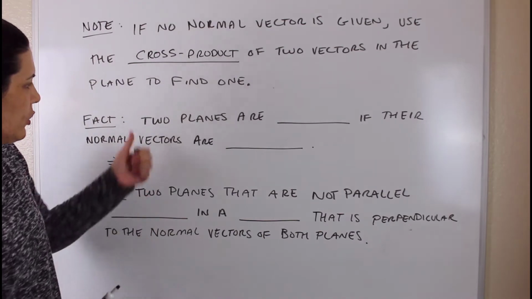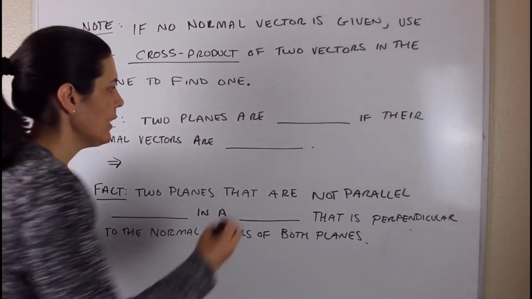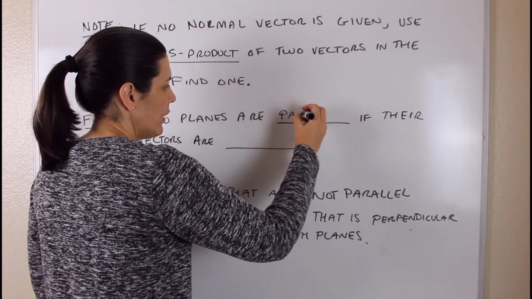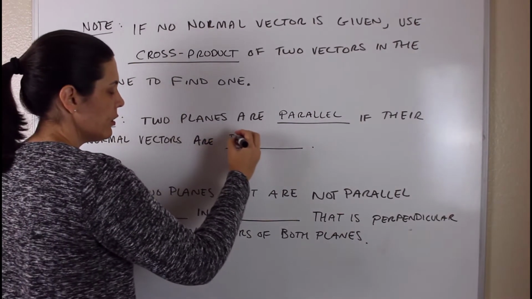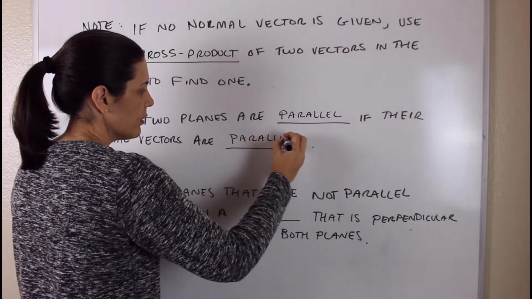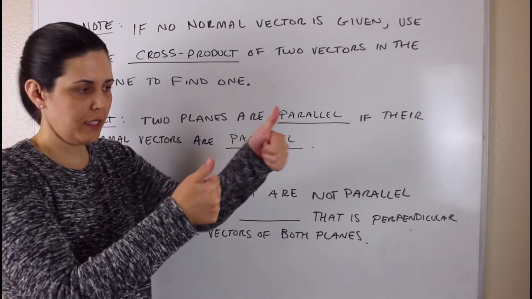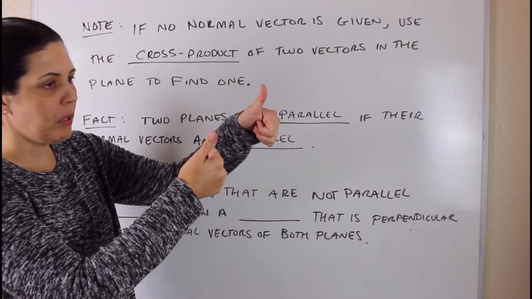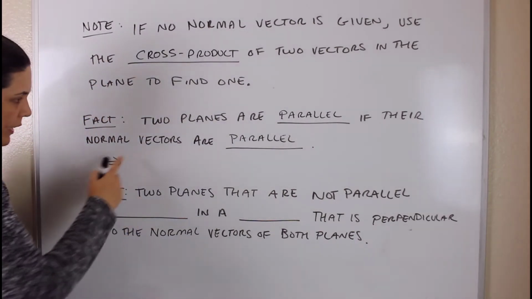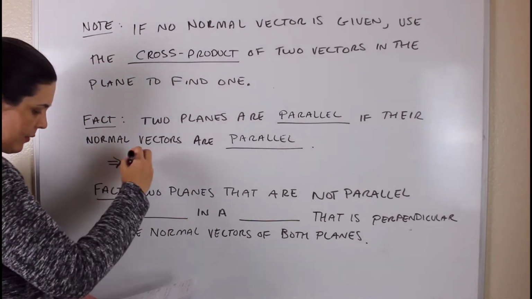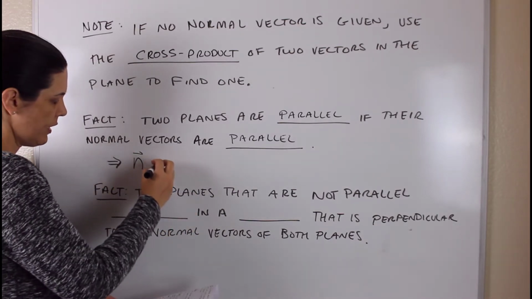So fact, two planes are parallel if their normal vectors are parallel. And so if their normal vectors are both pointing, like let's say in the same direction, well then the planes must also be parallel to one another. And so we can kind of expand this right here and say that we'll call it n1. We'll just say that's our first normal vector.